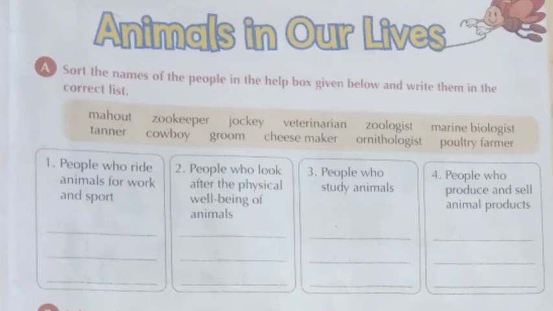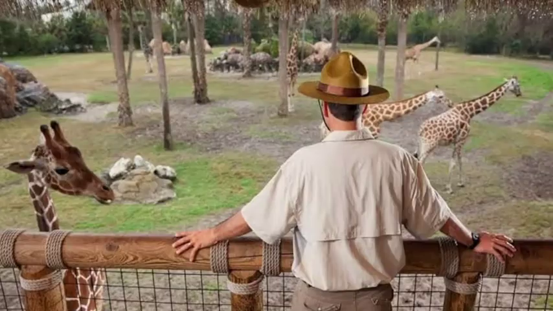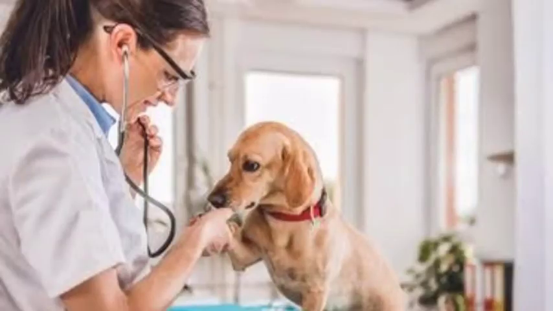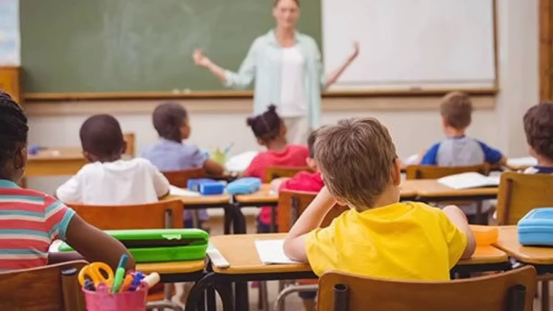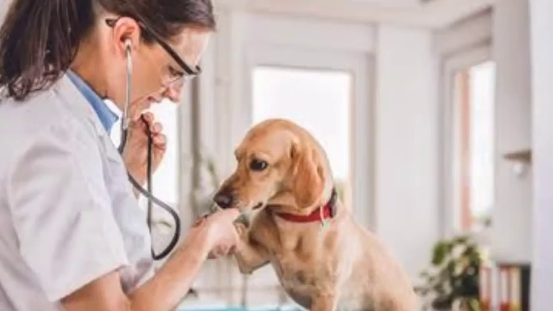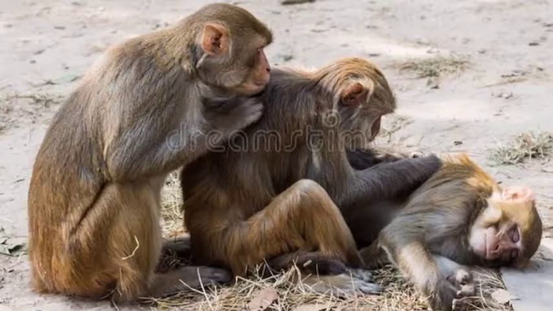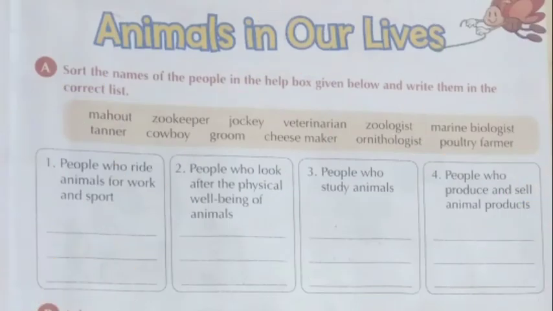Number 2. People who look after the physical well-being of animals. The answer is zookeeper, veterinarian, groom. Say the answer once again. Zookeeper, veterinarian, groom.